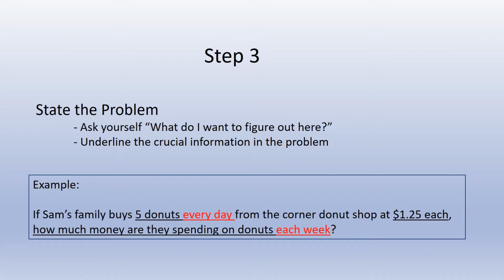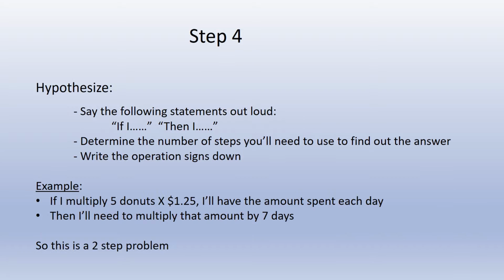The next step is to state the problem. You want to ask yourself, what do I want to figure out here? And you also want to underline the crucial information in the problem. So crucial information is definitely the numbers, so 5 donuts and $1.25 each. But you also want to highlight that every day they're buying 5 donuts and that this happens each week. So those are sort of like hints or clues as to what they're trying to have you figure out.